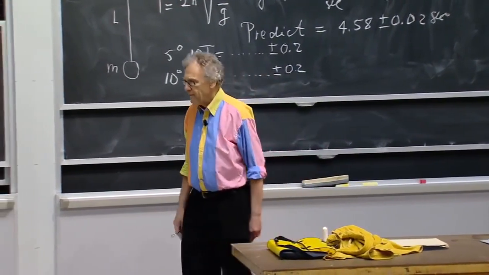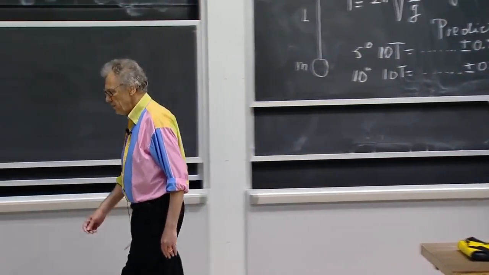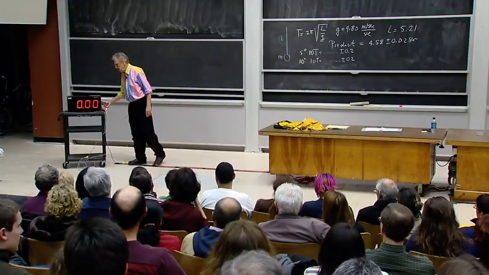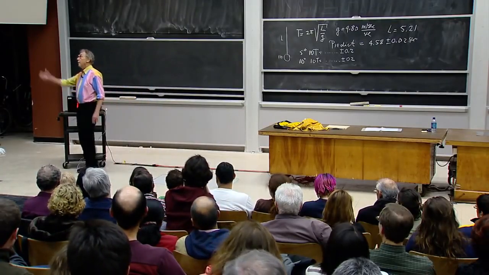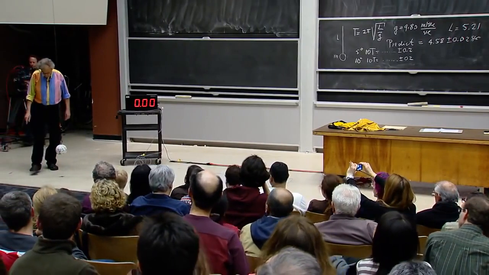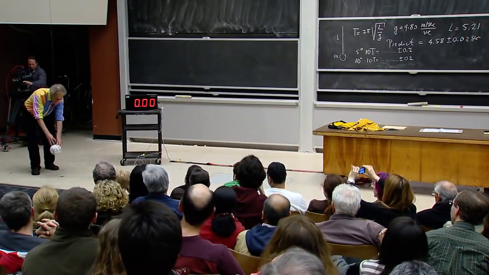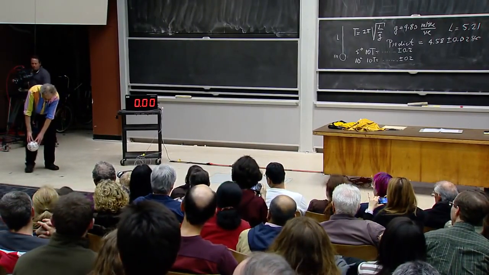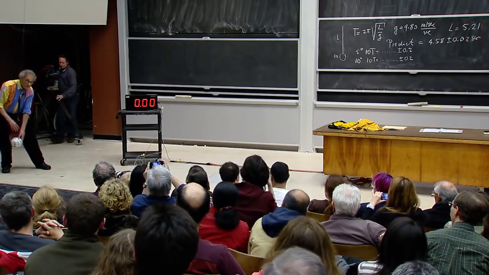So, if you're ready for that, you see here the timer, all of you can see, and here you see the pendulum, and I have 2 marks on the floor here. If I hold the bob here, then it is 5 degrees. And when I hold the bob here, it is 10 degrees.